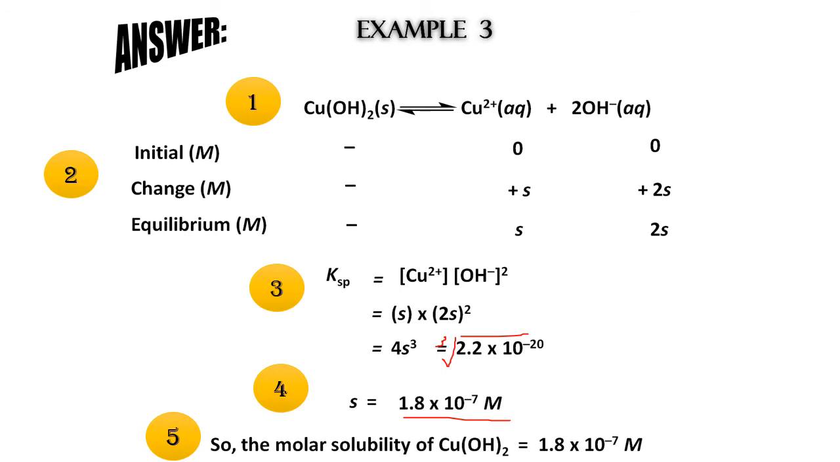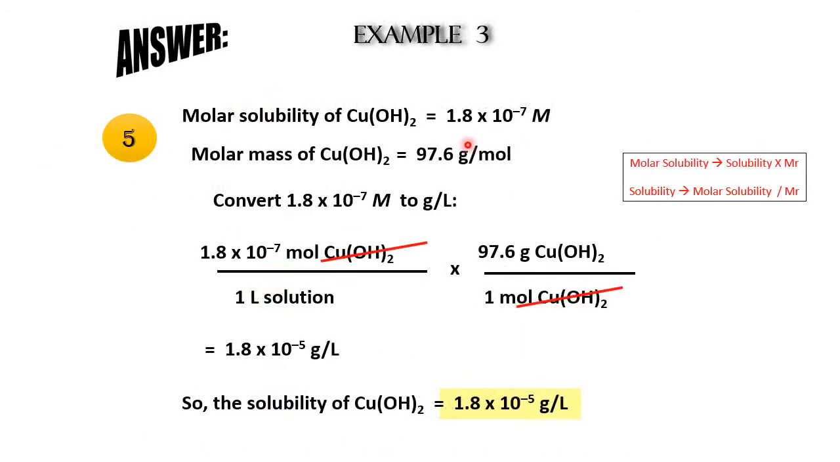You have to continue because question 1 asks for the solubility in gram per liter. So in step 5 we solved the molar solubility, but we haven't completed yet. To go from molar solubility to solubility, we need to multiply by molar mass. And from solubility to molar solubility, we need to divide by molar mass. So in this case, we need to find the molar mass of copper hydroxide.